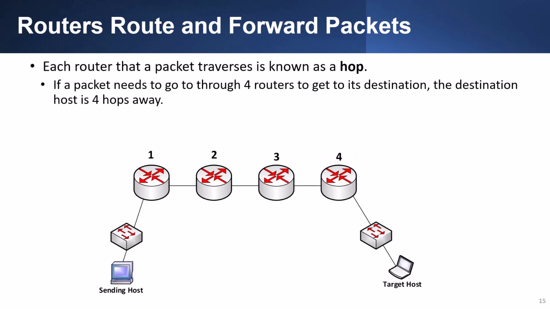Each router that the packet traverses is known as a hop. If a packet needs to go through 4 routers to get to its destination, the destination host is 4 hops away.